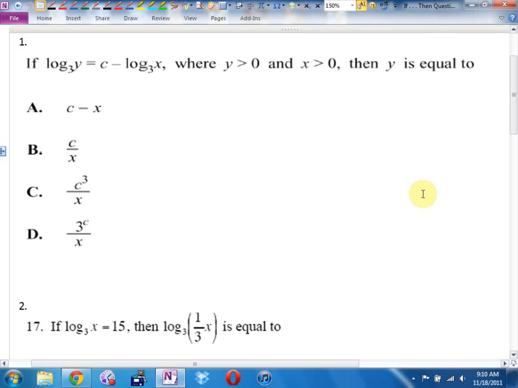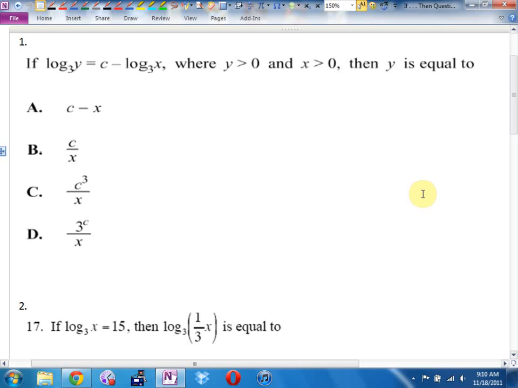Maria, what's this question asking me to find? Find the word then. Then what? It wants me to get the y by itself. Okay, you know what? I'll eventually do that. Now, I look at this equation, this expression that they gave me. Are there logs in every single thing? No.